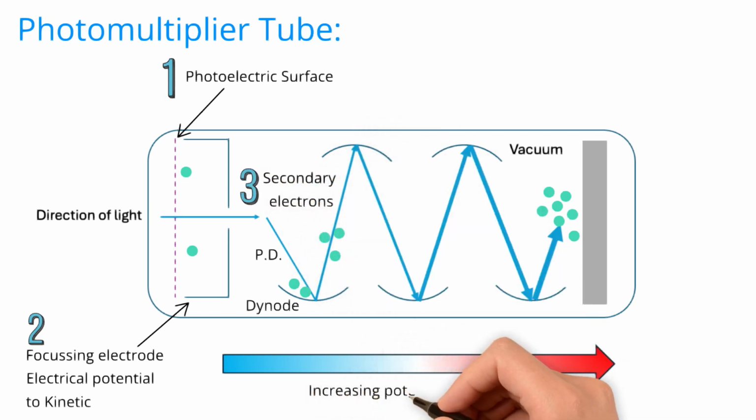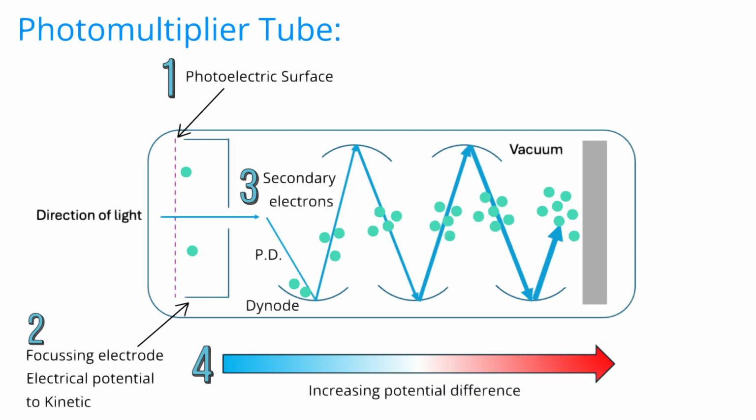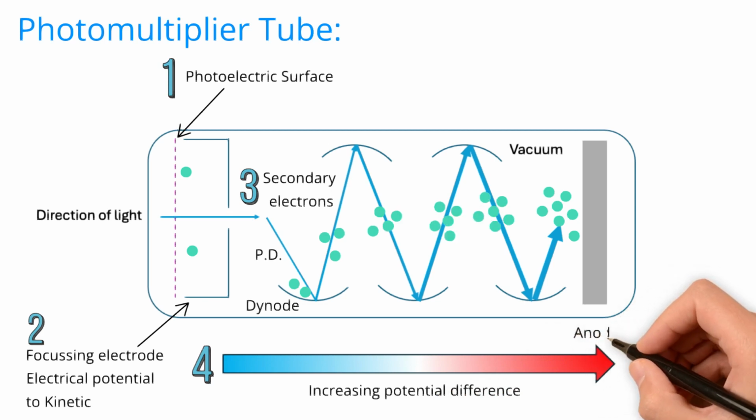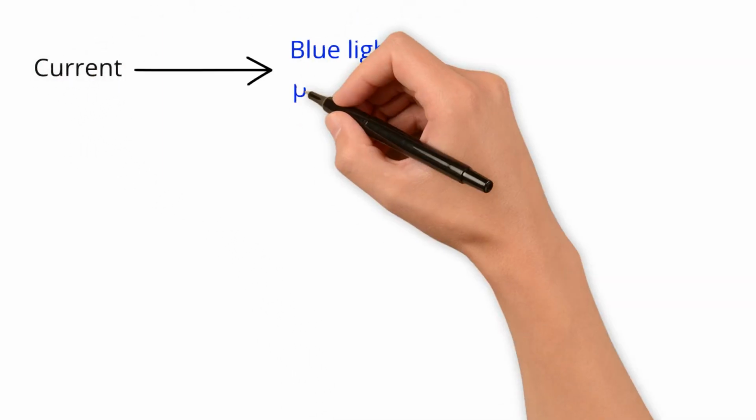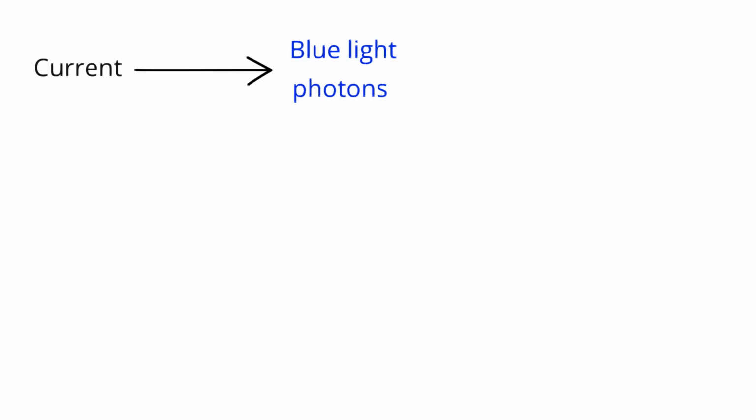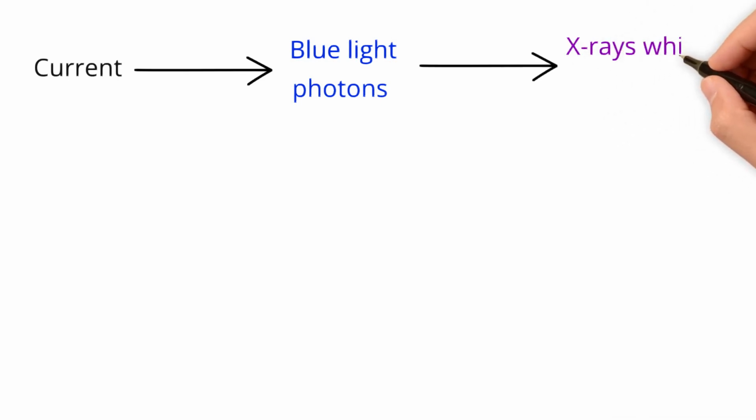Each dynode is held at a higher potential difference to the next, causing further emissions of electrons from each, step 4. Once the electrons have passed every dynode, a measurable current is detected at the anode as the number of electrons has increased significantly, step 5. This current is a function of the number of blue light photons which initially hit the primary photoelectric surface, and is therefore a function of the number of X-rays which initially hit the cassette.